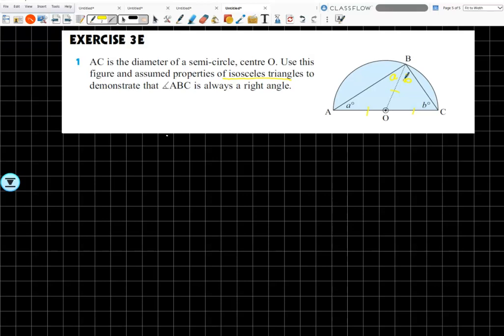How do you know A plus B is 90? Because of the semicircle rule. No, we're trying to prove that rule. You can't say A plus B is 90. We're actually trying to prove it. There's 180 degrees in a triangle. So 2A plus 2B equals 180. So doesn't it have to be that A plus B equals 90?